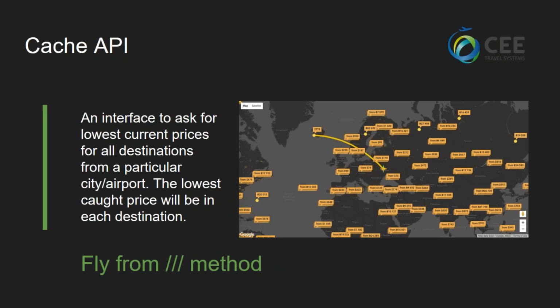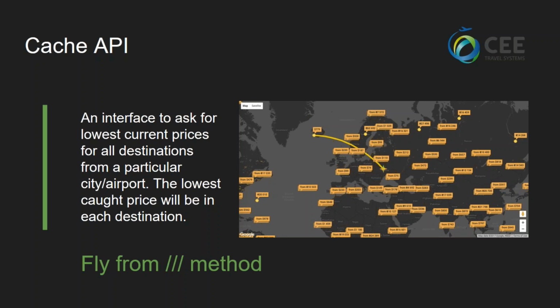Part of the Cache API is the Fly From API. Again, we're talking only about data, and it's totally up to you how you will visualize it on your website. But here's one example. The Fly From API is a method to ask for the lowest current prices for all destinations from a particular city or airport, which literally means that you just send us any city or airport and we'll immediately give you back thousands of price options for flights from that particular airport and back.